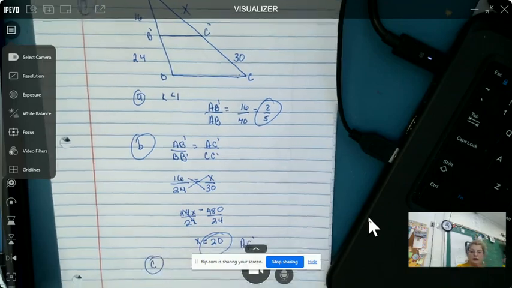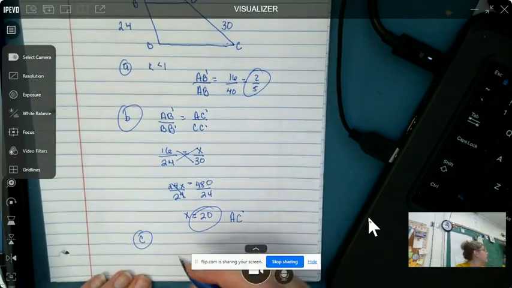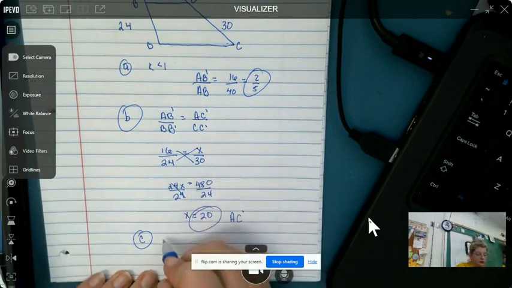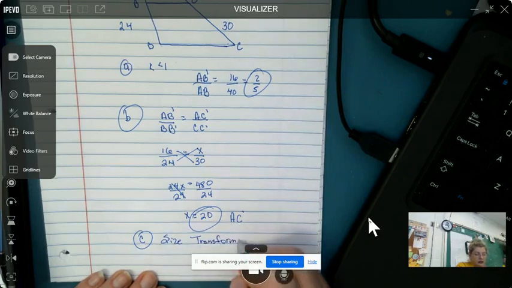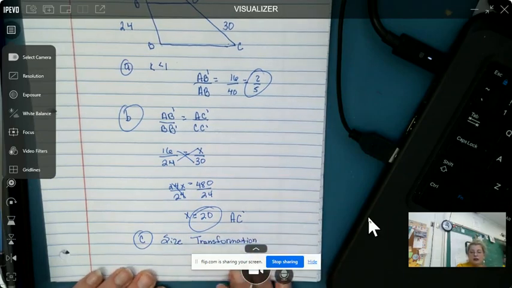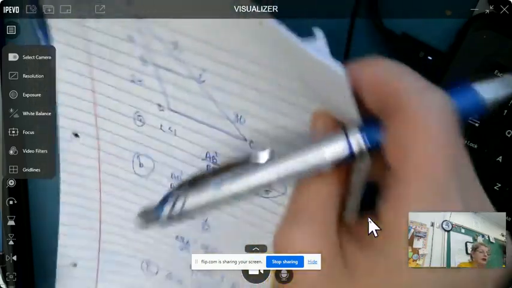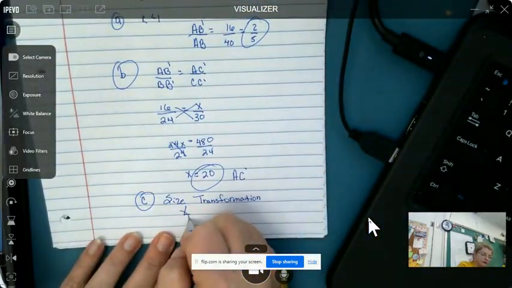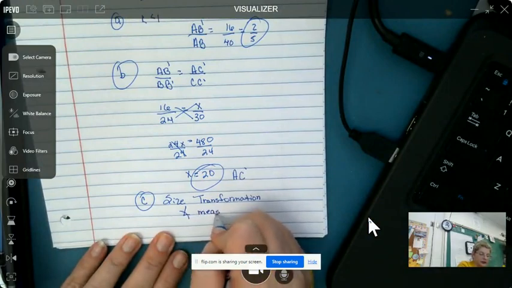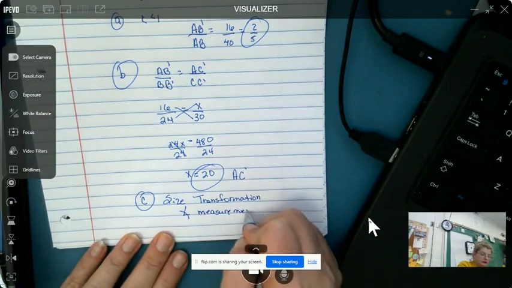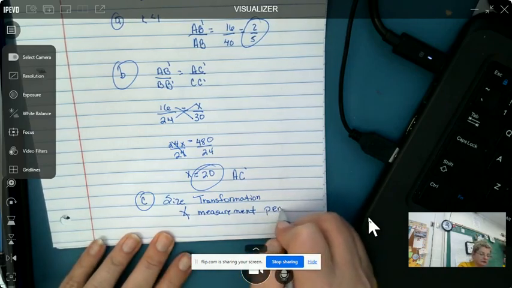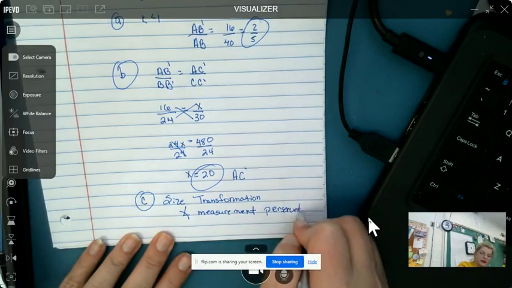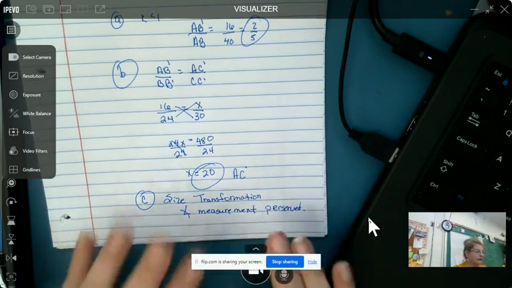Part C, how do we know that they're parallel? That one's the easy part. Size transformation preserves angle measurements. Size transformation theorems, angle measurement preserved. Okay, all right, that's number 9.